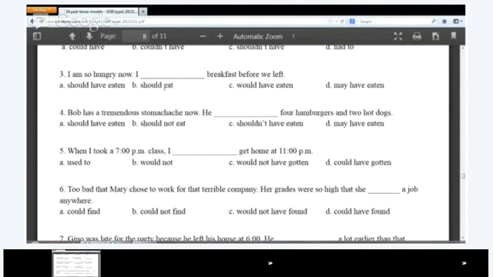I would? No, should is correct. Should is correct. I should have eaten breakfast before we left. Good, good. Yes, so I'm so hungry now, I should have eaten breakfast before we left. All right, and number 4, please.